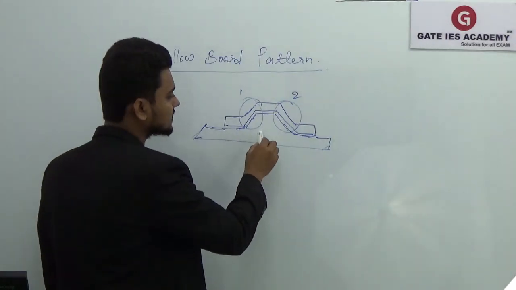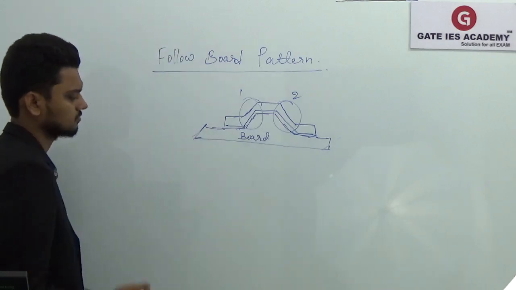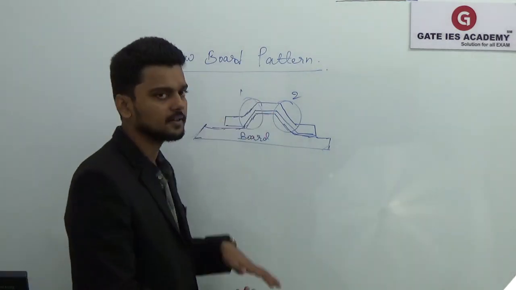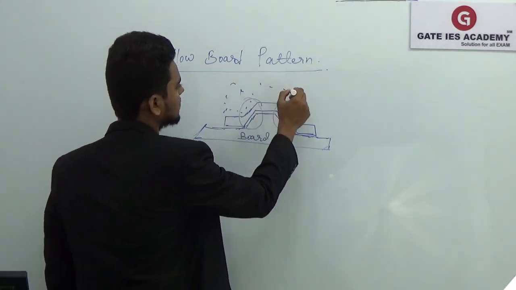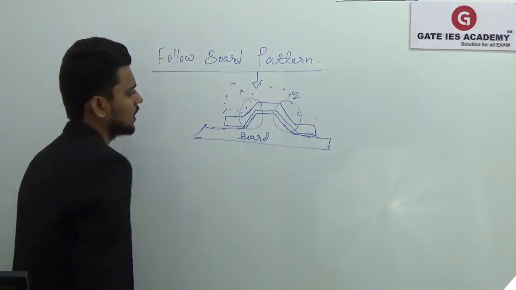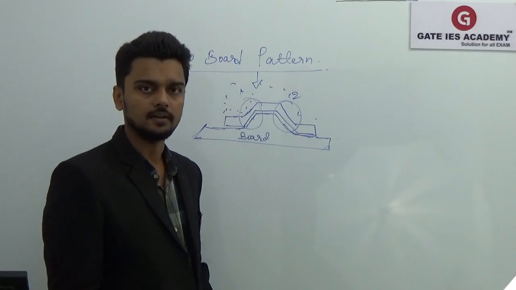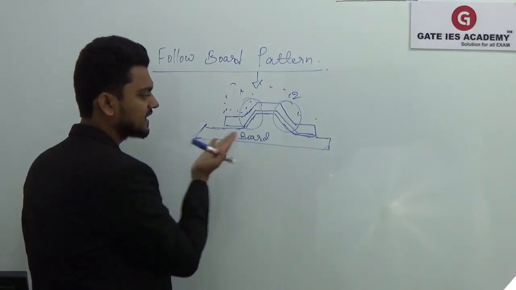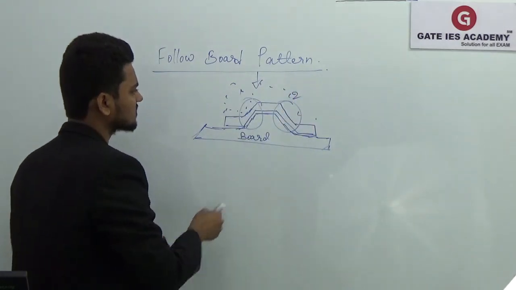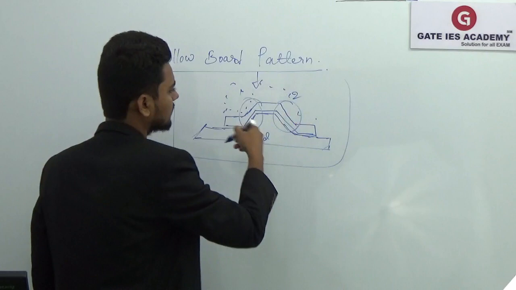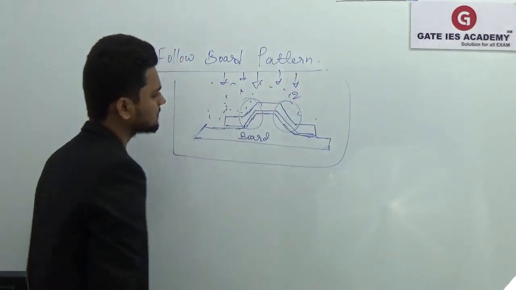We'll keep that board below that pattern, so that once you fill that flask with the sand and apply the force, it will avoid the breakage of the weak section of the pattern. So we'll keep that board below this pattern, and then we'll fill that flask with the sand, and we'll apply the ramming force in order to get the required strength.